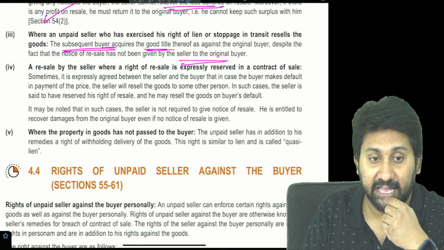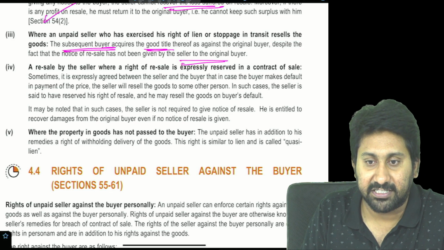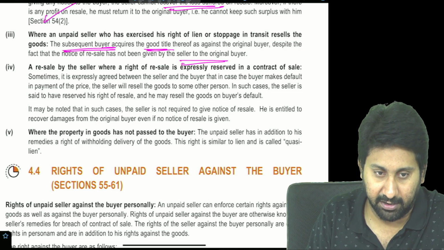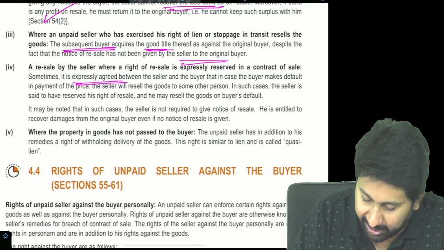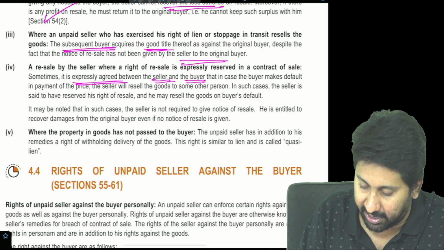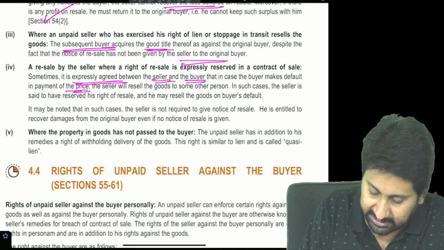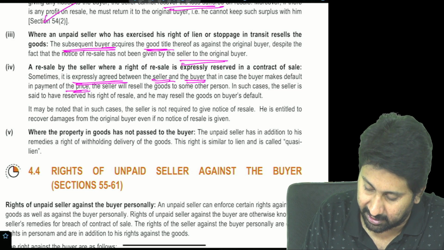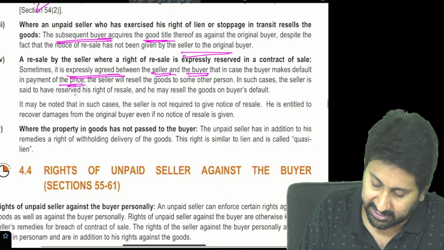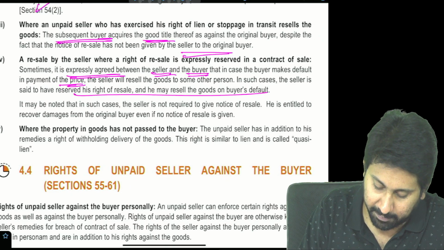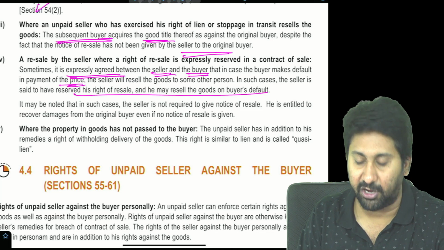Next point: a resale by the seller where the right of resale is expressly reserved in the contract of sale. Let us read first. Sometimes it is expressly agreed between the seller and the buyer that in case the buyer makes default in payment of price, the seller will resell the goods to some other person. In such cases, the seller is said to have reserved his right of sale and he may resell the goods on the buyer's default. In such cases, the seller is not required to give a notice of resale. He is entitled to recover damages, etc.